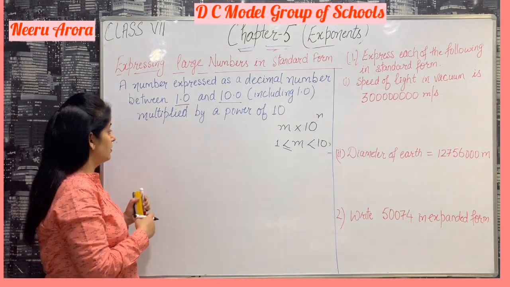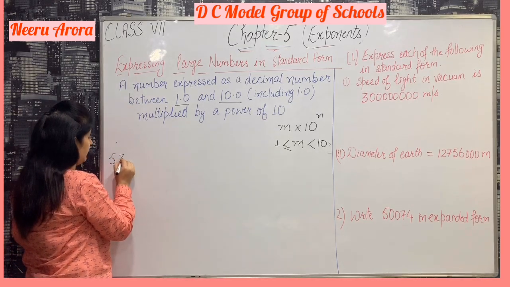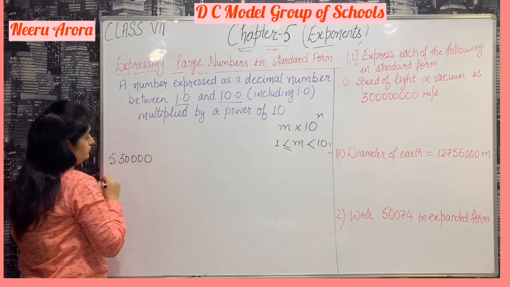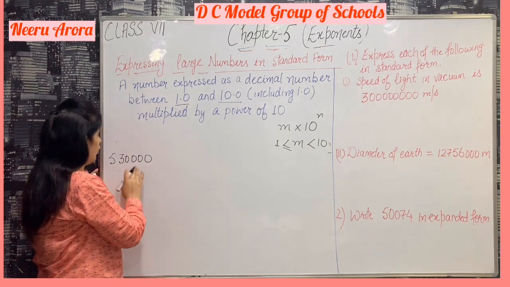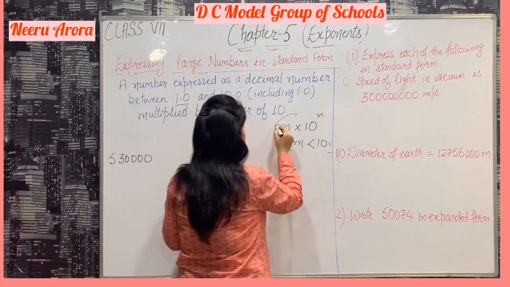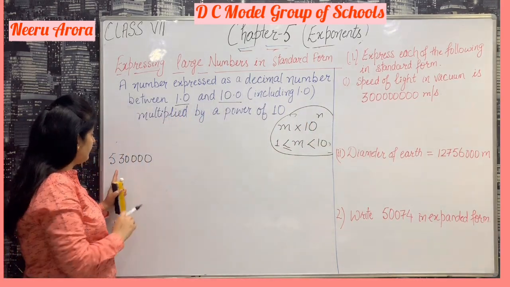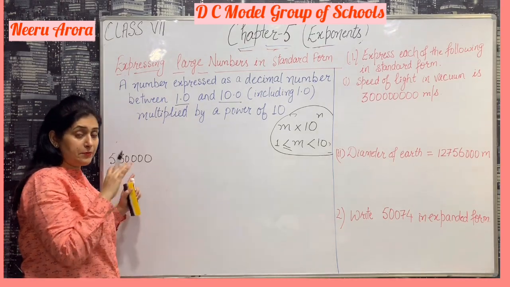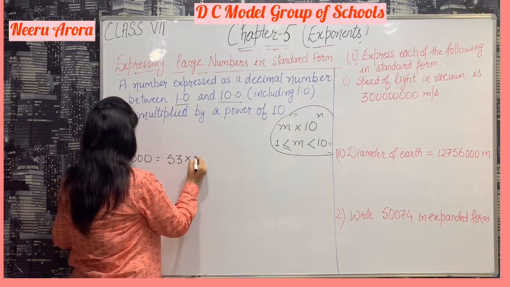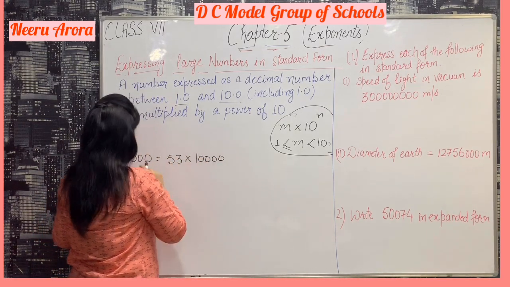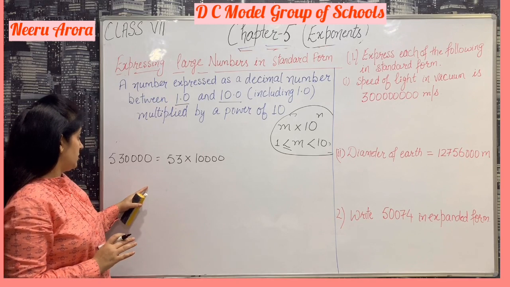So let's understand this by taking one example. Suppose the number is 5,30,000. I want to express this in standard form. So first, what is standard form? Standard form is basically exponential form. Now I can write this number in exponential form in different ways. 53 multiplied by 4 zeros, 53 multiplied by 10,000, it means it is 5,30,000.